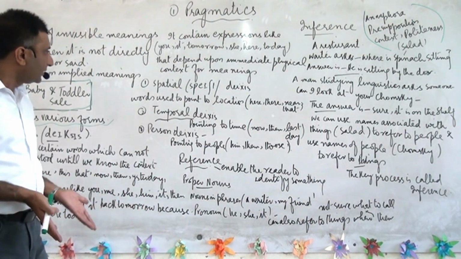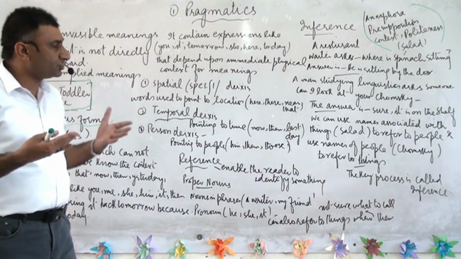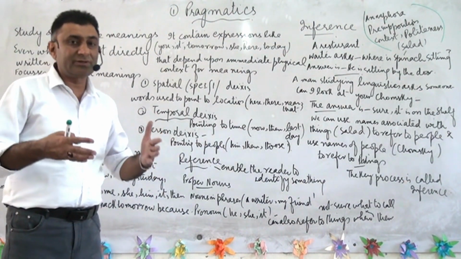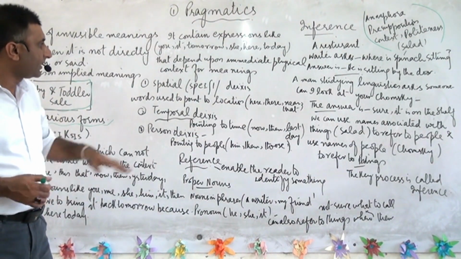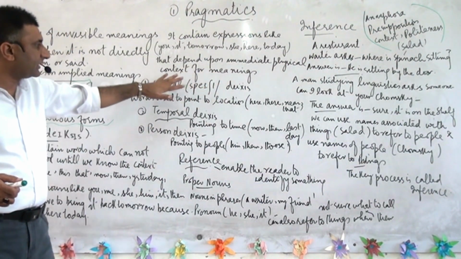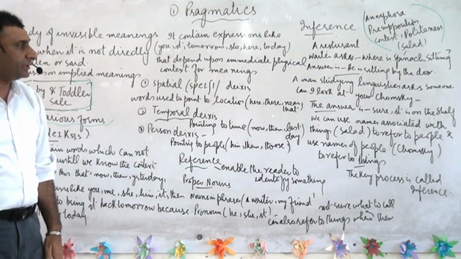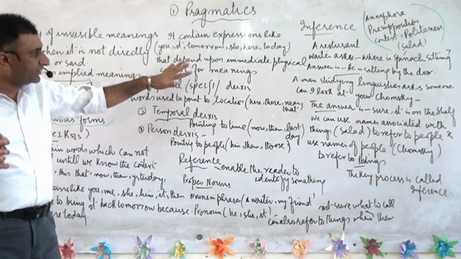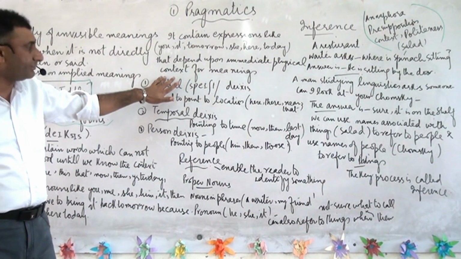That's not clear. So when that's not clear, we are not in a position to know the meanings, because we don't know the physical context of the use of those words, and it depends upon the immediate physical context for meanings. All these words, you, it, tomorrow, she, here, today, depend upon the immediate physical context for meanings, otherwise we cannot understand their meanings.